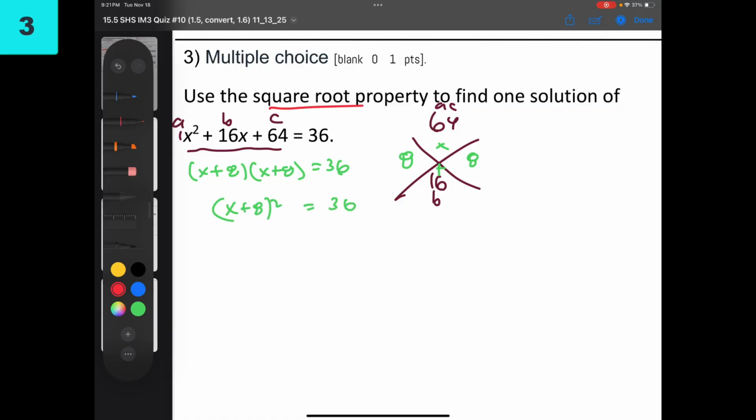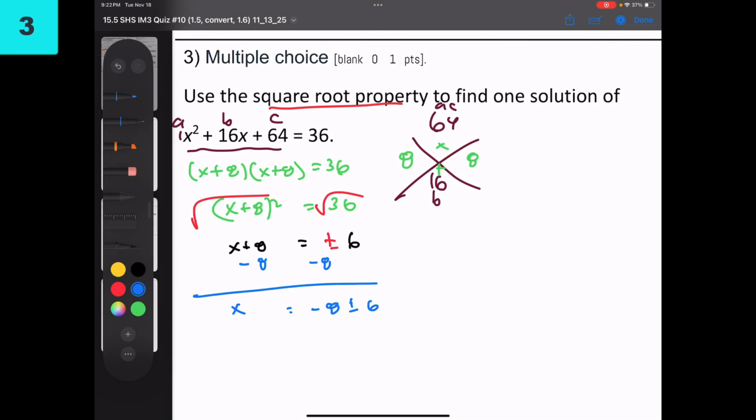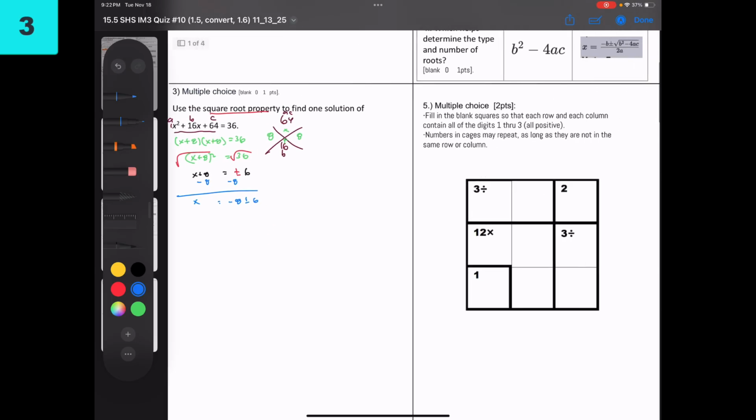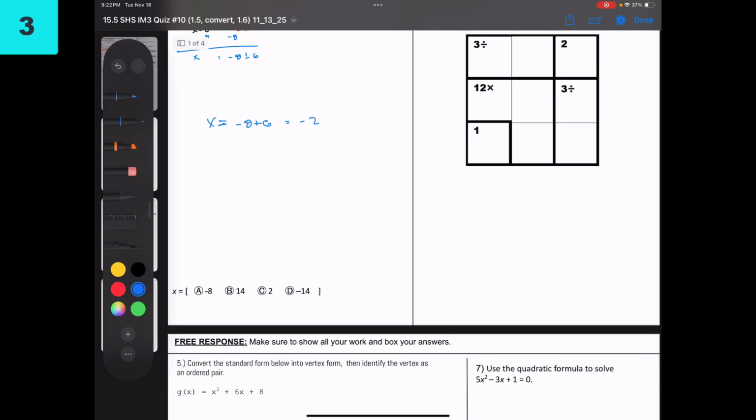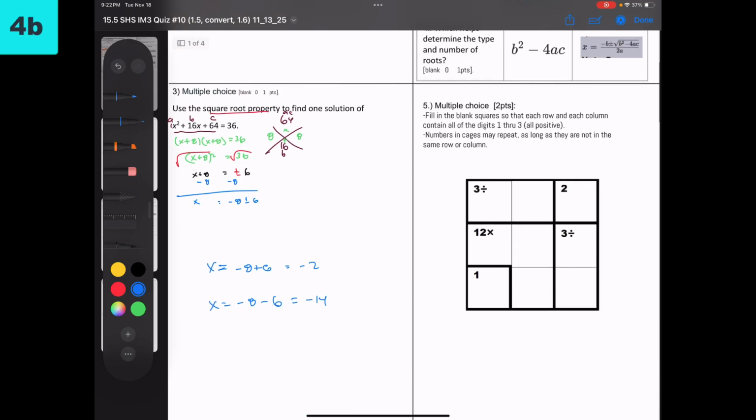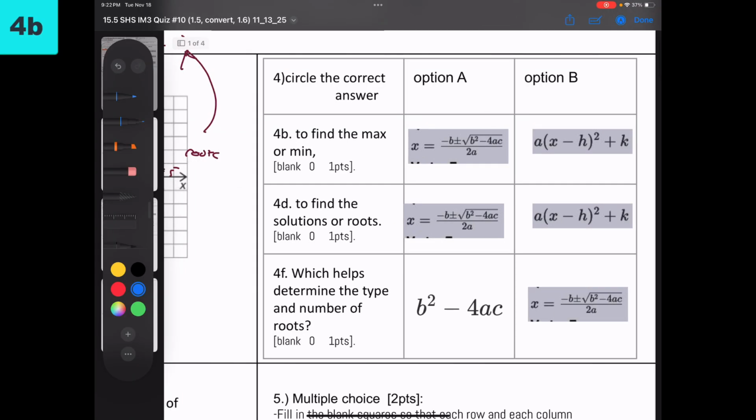Remember, for the square root method, you're going to keep the constant on the other side. Take the square root, we'll get plus or minus, you get x plus 8 equals square root of 36 is 6. Subtract 8, x equals -8 plus or minus 6. So then you'll have two answers, x equals -8 plus 6, which is -2, which is not on there, and then -8 minus 6, which is -14, which is D. Okay.